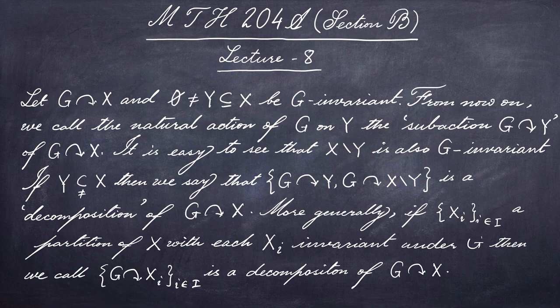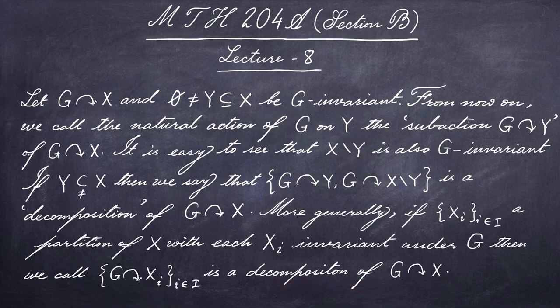More generally, if we are given a partition of X, let me remind you what it means. Whenever we say it's a partition of X, that means that first of all, each xi has to be non-empty, and secondly, for every i not equal to j, xi and xj, their intersection has to be trivial. So if this is a partition of X with each xi invariant, then we say that this family of subactions, the subactions of G on each of these xi's, is a decomposition of the given action.